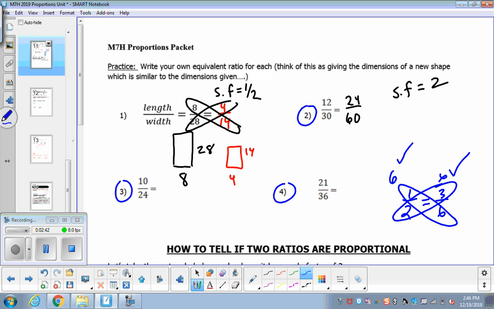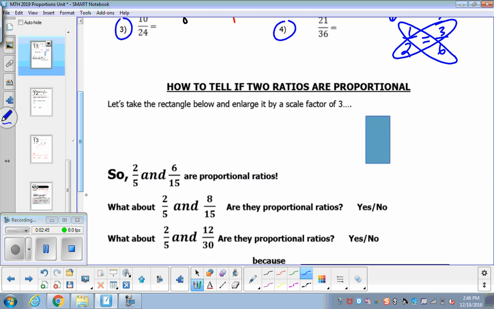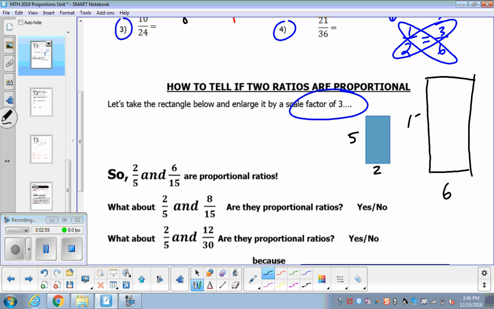All right? So down here, we have a rectangle, and the rectangle's dimensions are going to be a 2 by 5. And now we're going to enlarge it by a scale factor of 3. That means this is now going to be a 6, and this is now a 15. Now, 2/5 and 6/15 are proportional. Once again, that's a 30. That's a 30. So you know that these 2 shapes are proportional.